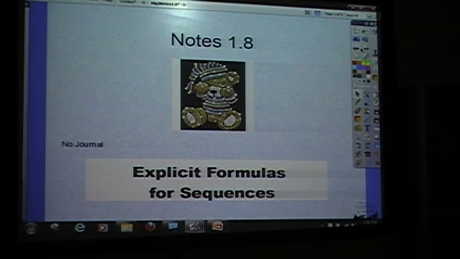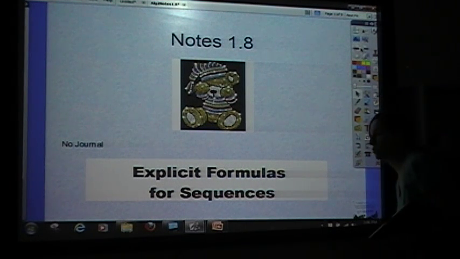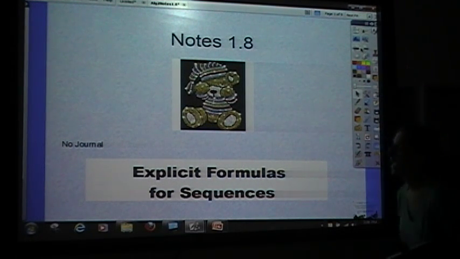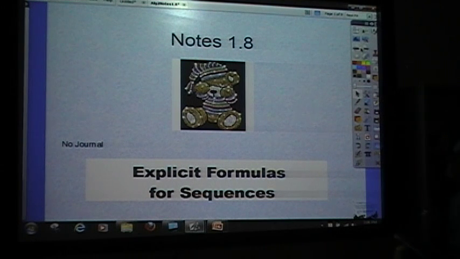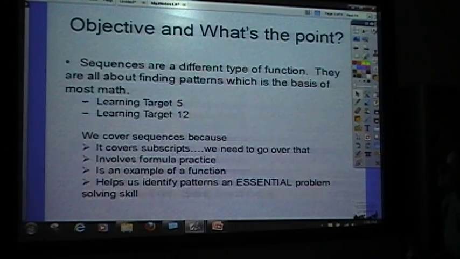Okay, this is section 1A, and this is on explicit formulas for sequences. Again, there's no journal while you're preparing for the test, and this is a really important section that will be showing up throughout the year on tests.